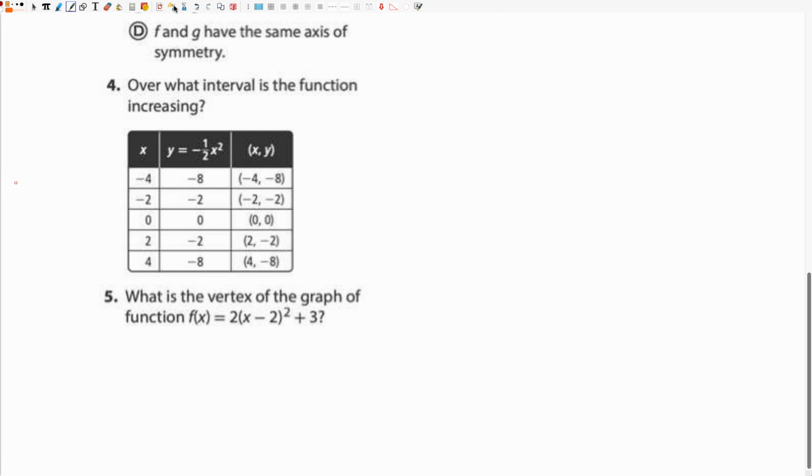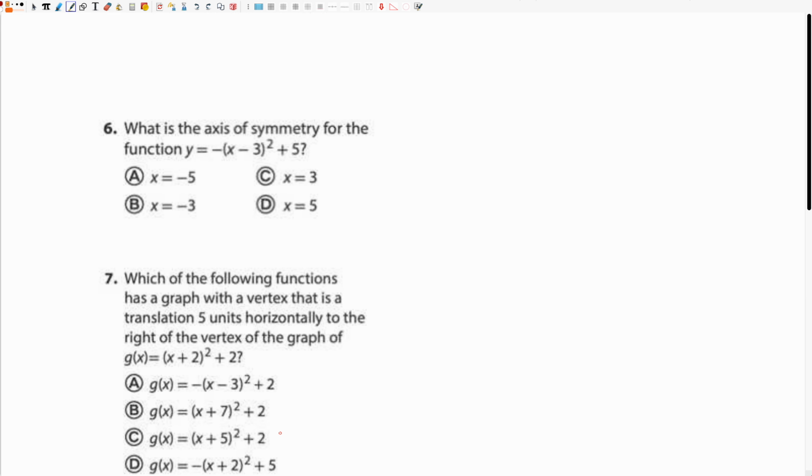Number 5. What is the vertex of the graph of the function f of x equals (x - 2)^2 + 3? So this one is written in vertex form. We're always gonna take the opposite sign of the h value there, and then the actual sign of the k value. Is it that easy? Yes. The numbers will be in the vertex form of the equation. The numbers are in there. You just have to give the right signs. Okay, C.